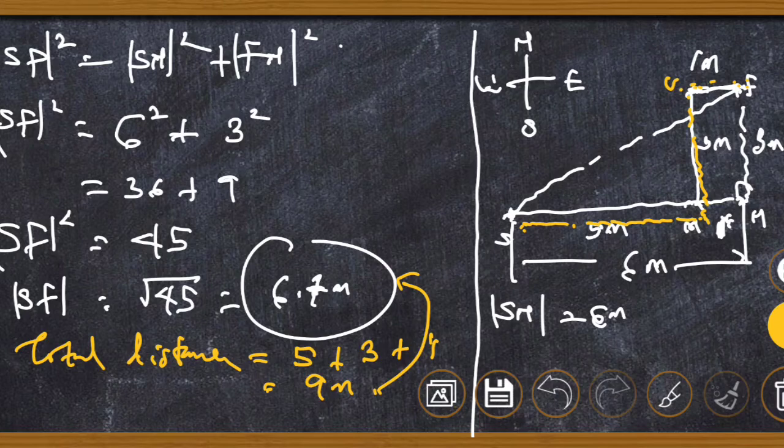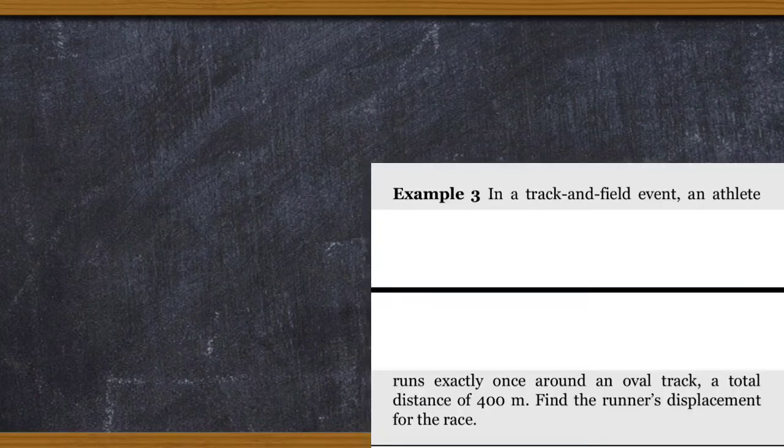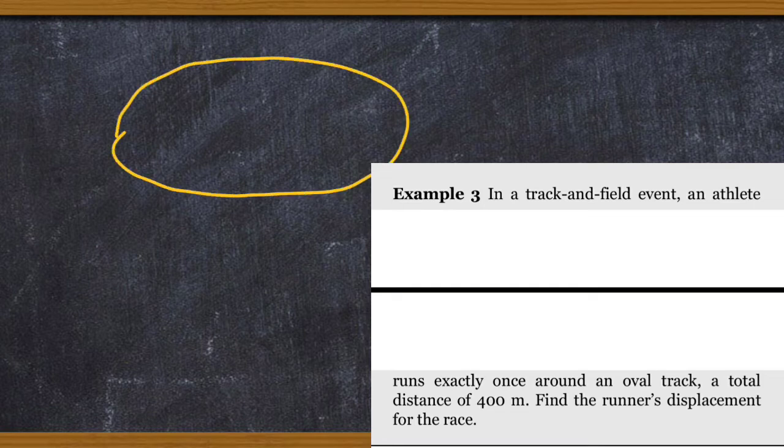Now, let's take another example to buttress everything that I've been saying. What if I give this example here? They said, in a track and field event, an athlete runs exactly once around an oval track. That means the athlete runs around this oval track like this, altogether a total distance of 100 meters.